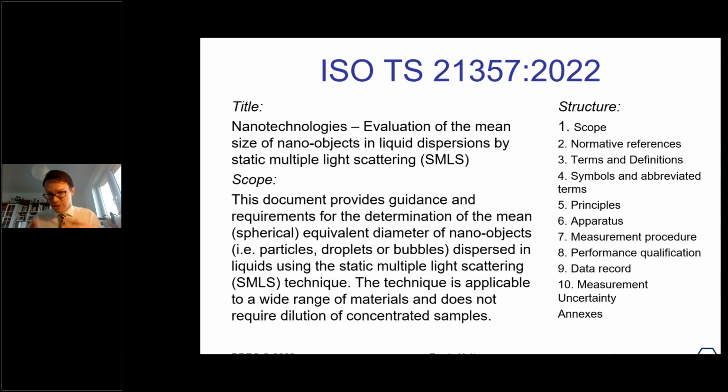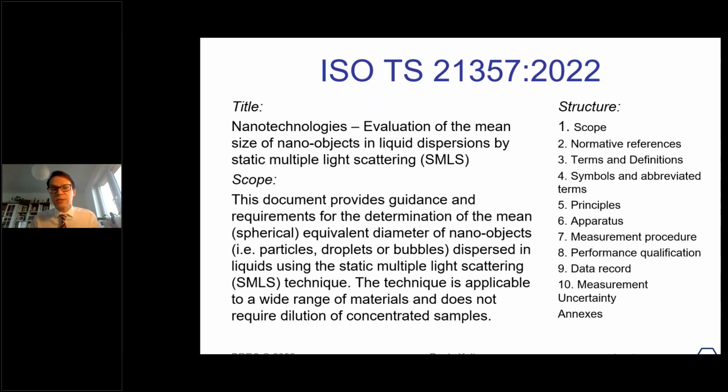And then the scope, which tells you what it can and cannot do. This document provides guidance and requirements for the determination of the mean spherical equivalent diameter of nano objects, i.e. particles, droplets, or bubbles, dispersed in liquids using static multiple light scattering, SMLS technique. The technique is applicable to a wide range of materials and does not require dilution of concentrated samples.